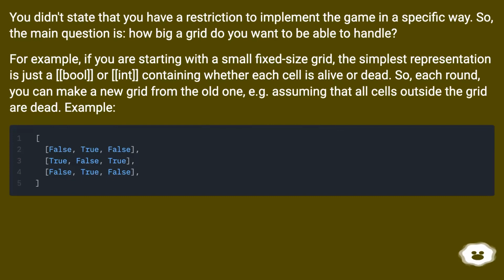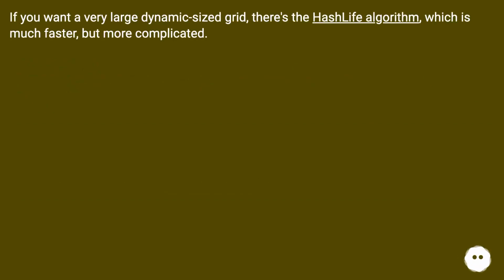So, the main question is, how big a grid do you want to be able to handle? For example, if you are starting with a small fixed size grid, the simplest representation is just a bool, or int, containing whether each cell is alive or dead. So, each round, you can make a new grid from the old one, for example assuming that all cells outside the grid are dead. Example. If you want a very large dynamic size grid, there's the Hashlife algorithm, which is much faster, but more complicated.